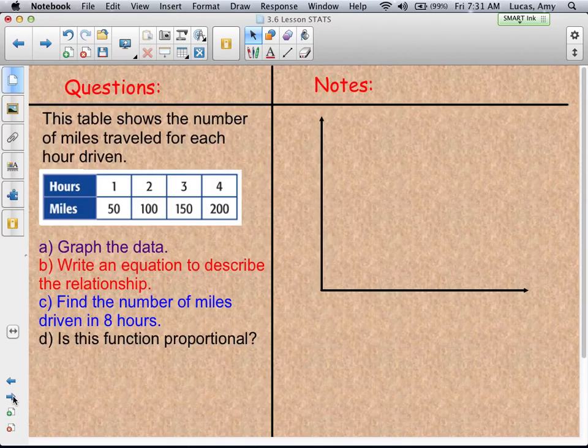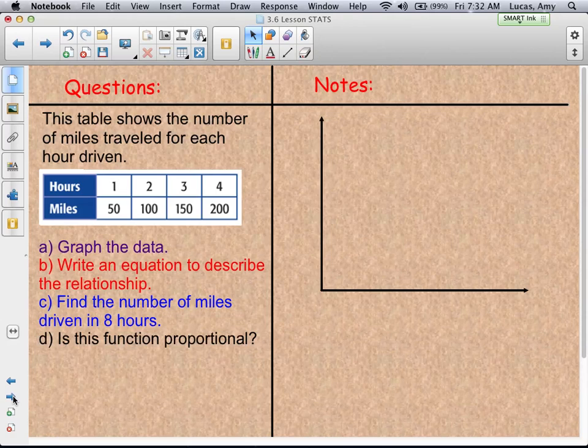Now you're going to see some tables or maybe even some word problems in this section. This problem says, this table shows the number of miles traveled for each hour driven. So we've got a table with hours 1, 2, 3, and 4, and then miles 50, 100, 150, 200. There are 4 steps here. It says graph the data, write an equation to describe the relationship, and then answer this question on part C. Find the number of miles driven in 8 hours, and is this function proportional?